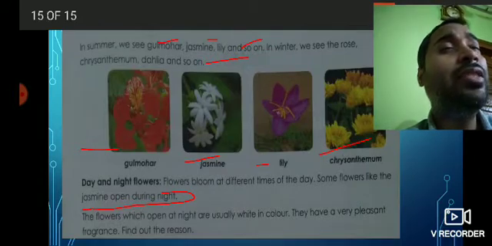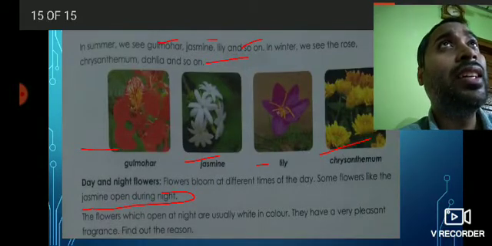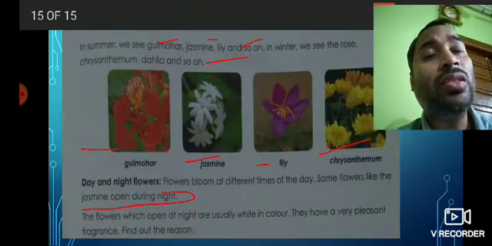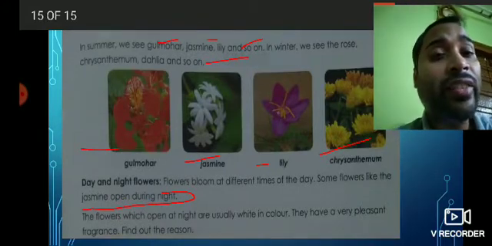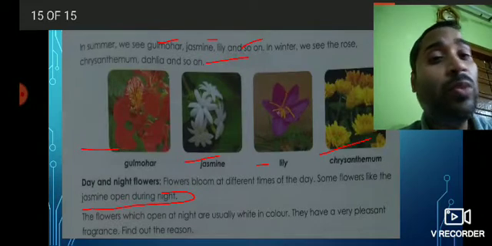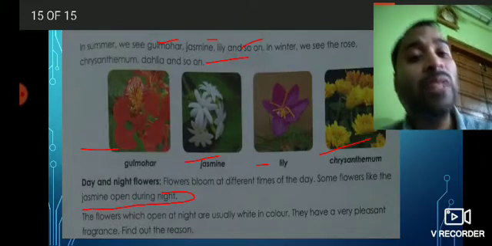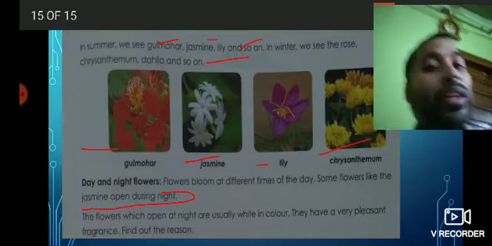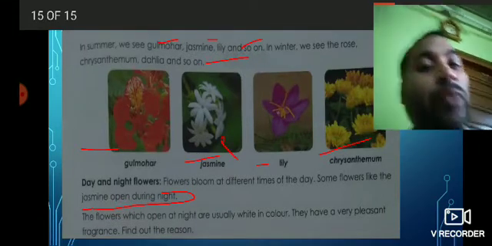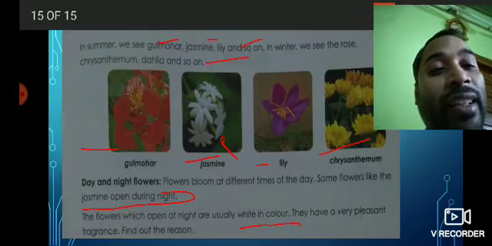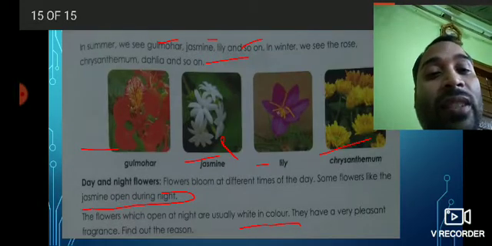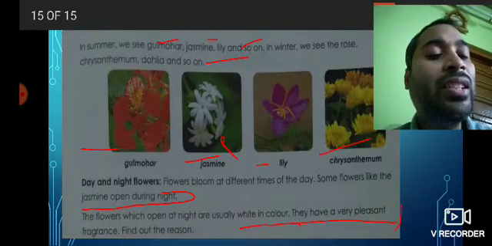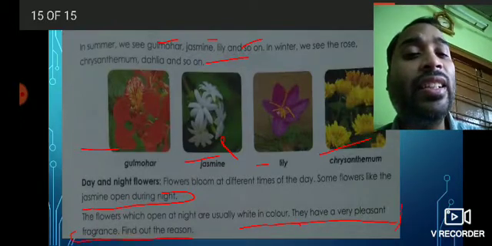These flowers attract these insects as these insects are great agents of what? Pollination. So to attract these insects during the evening, certain flowers bloom during night. Jasmine is one of the examples. The flowers which open at night are usually white in color. We can see this is white in color. They are usually white in color and they have a very pleasant fragrance. Their fragrance is very pleasant, and so they can attract insects.